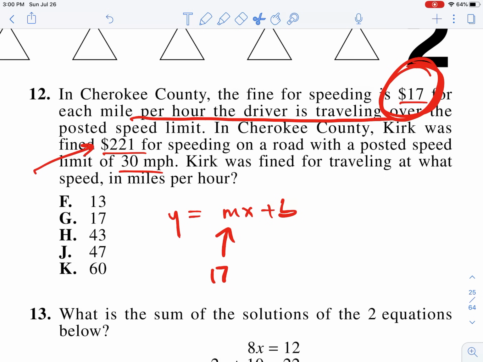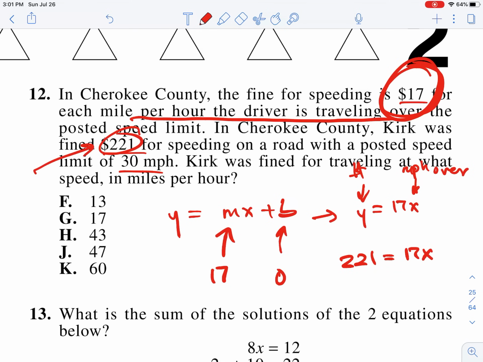Now, moving on. Like I said, the rate is 17, and this is going to be 0, like I said. So we have y equals 17x, where y is dollars and x is miles per hour over. We know the fine was 221, so we can plug in 221 for y, 221 equals 17x, and you can solve this for x to find the miles per hour over. You get x equals 13, I believe.